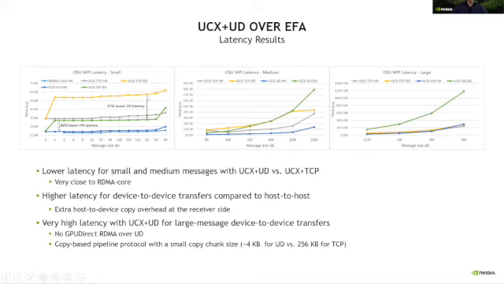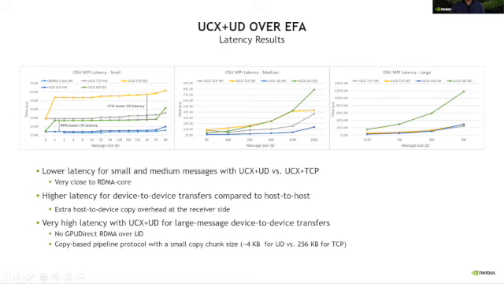And for device-to-device communications, this green line shows UCX-UD for device-to-device communication. The latency for small messages has been 47% lower than TCP for device-to-device communications. And we see that the device-to-device communication latency is higher than host-to-host, which is because of the overhead that we have due to the extra host-to-device copy that we will have with UD, as well as TCP, of course.